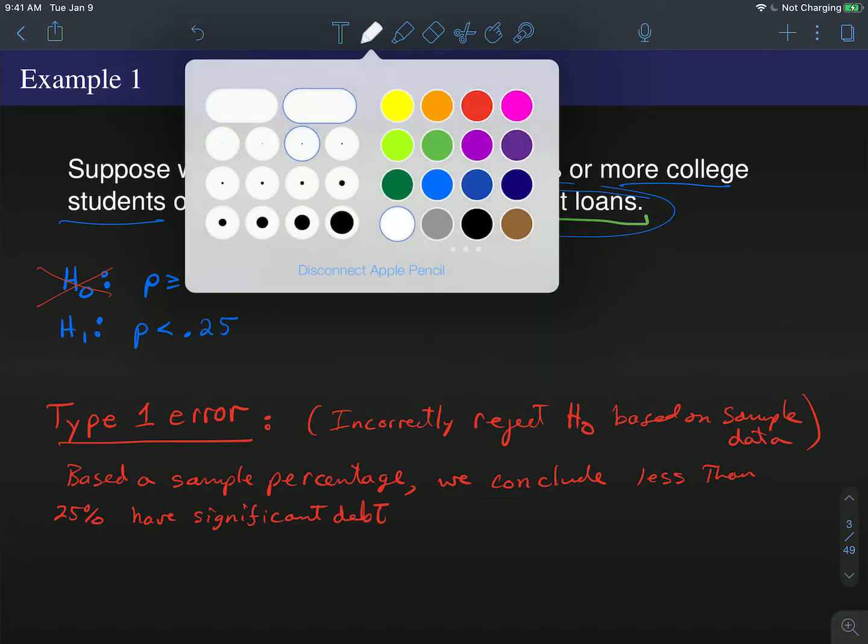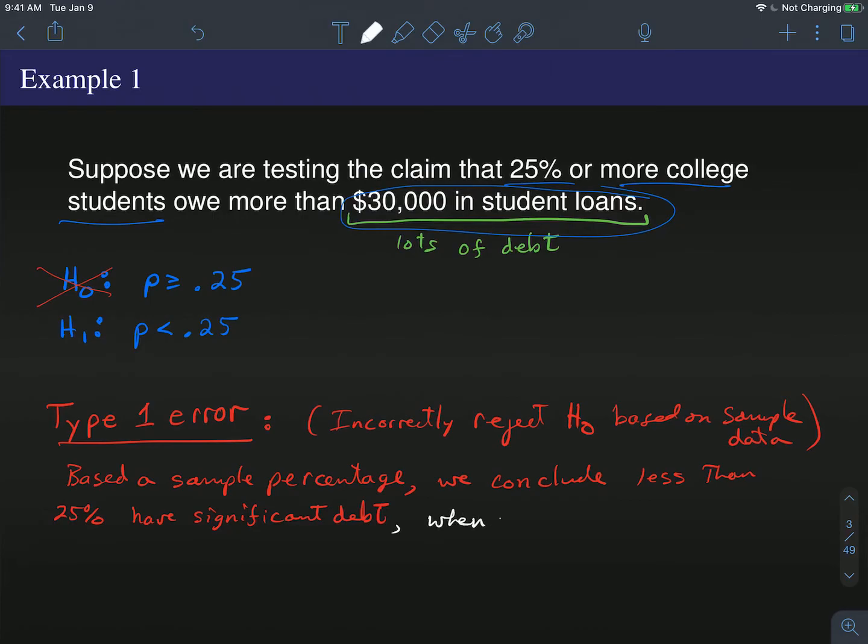And here's the key. When in reality, it's 25% or more. Or in other words, in reality, our null hypothesis was actually true. So keep in mind, we're identifying an error here. We're admitting that we could make a mistake. So the danger, one danger I should say, of this particular hypothesis test would be coming to the conclusion that less than 25% have significant loan debt, when in fact it's 25% or more. This is our type 1 error. This is our first type of mistake.